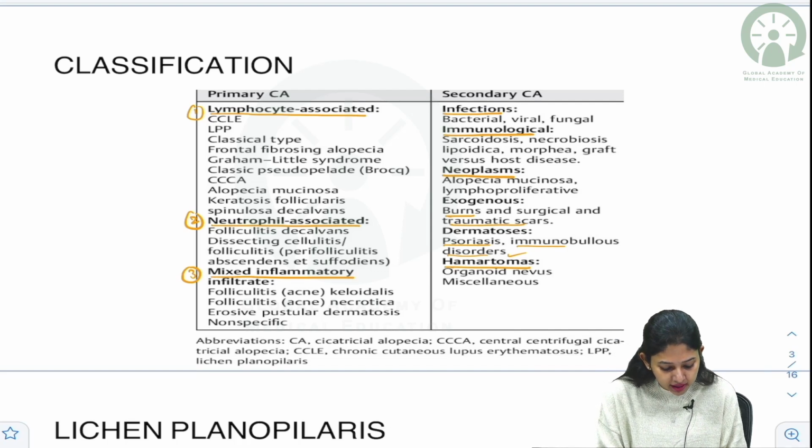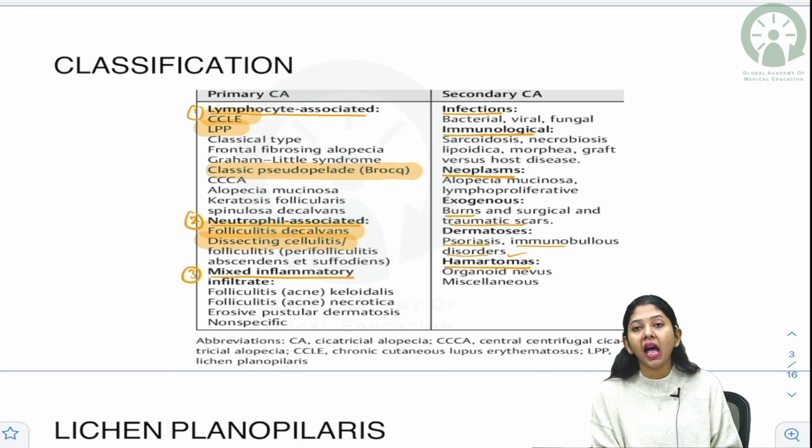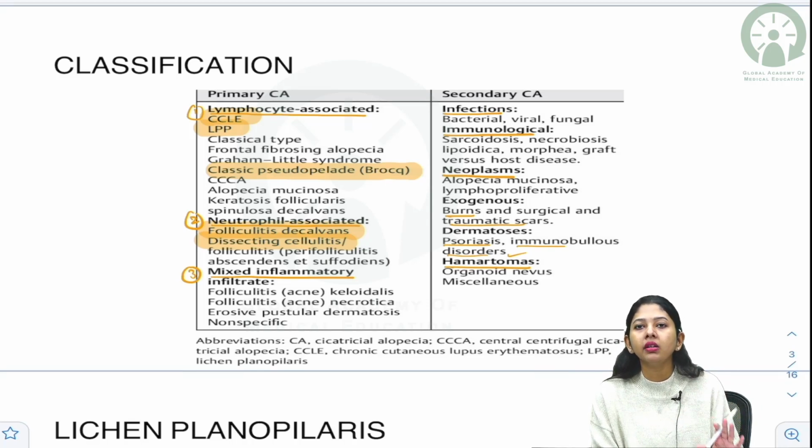Now we will be discussing CCLE, which is discoid lupus erythematosus, lichen planopilaris, and we will be discussing folliculitis decalvans, dissecting cellulitis. These are the four main conditions, and we'll also discuss pseudopelade of Brock, right? So these are the 4-5 main alopecias that you have to remember in scarring alopecias. But you do have to remember all the names, because then you can get simple questions like which of the following is not a scarring alopecia, which of the following is a scarring alopecia. So if you know the entities just by the names, it becomes easy for you to solve that question, right?